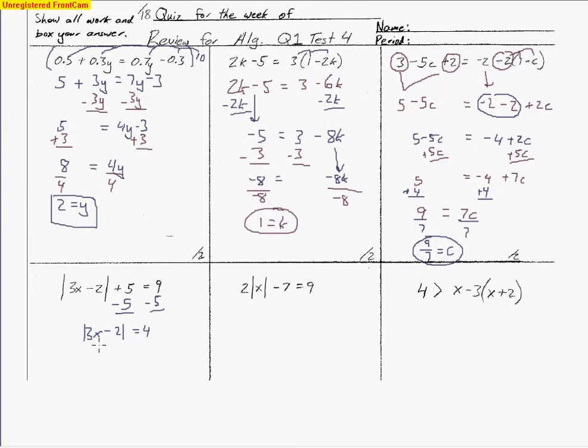And so what we're going to do is take that 3x minus 2, set it equal to 4, but also set it equal to negative 4. And so now we're ready to isolate the value of x on both sides to find the values that make either 4 or negative 4. And so we're going to end up adding 2 to both sides. And so this leaves us with a negative 2 equals 3x. And on this side we get a positive 6.